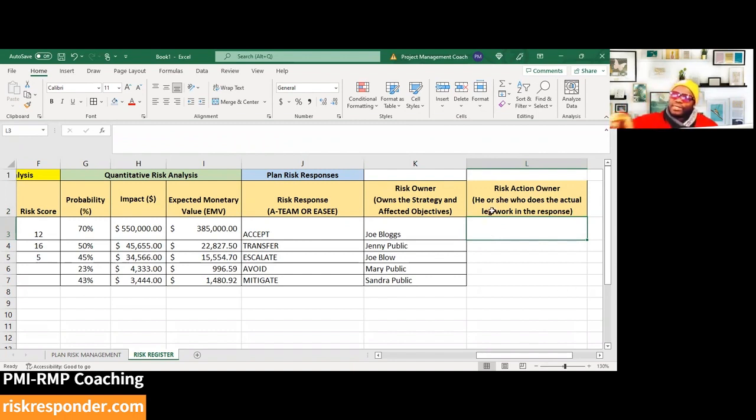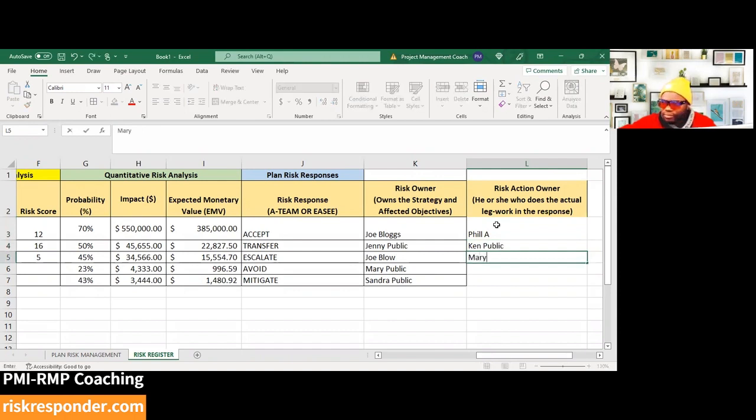So let's say Uche's objectives are affected, or he just knows how to handle this risk because he's done so many bridges, and he says, Phil, this is what the strategy is. This is how we're going to work on this risk. You are going to be the risk action owner. Then I would do the legwork, right? I would do the legwork, and so on and so forth. So you would have actual people whose names would be assigned to these things, you know.